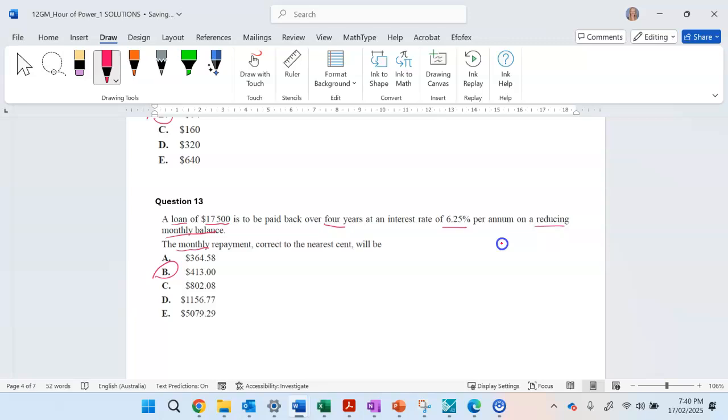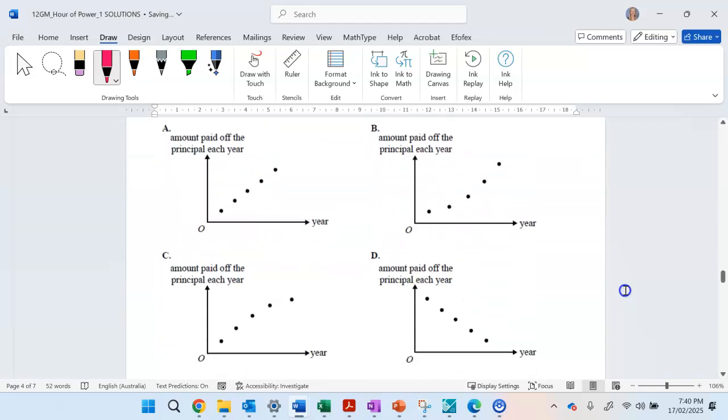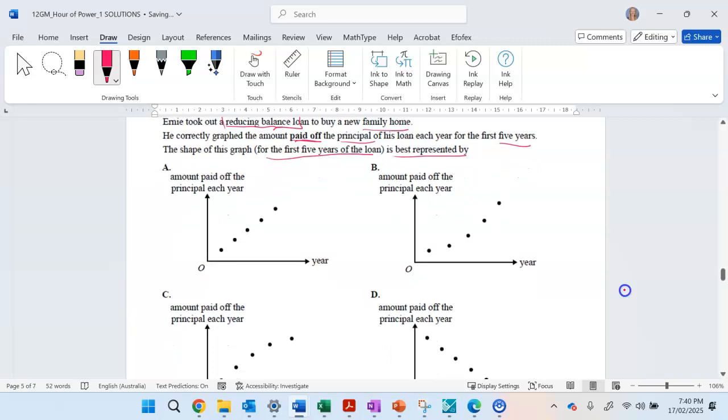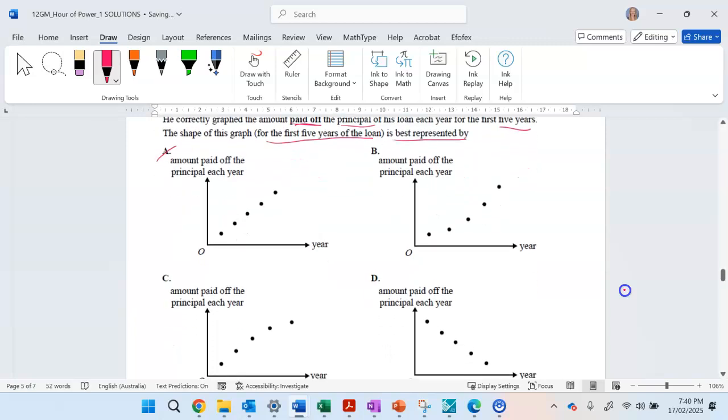We had a few B's in a row. Question 14 is also B. All right. Ernie took out a reducing balance loan. Good on you, Ernie, to buy a family home. He correctly graphed the amount paid off the principal of his loan each year for the first 5 years. The shape of this graph for the first 5 years of the loan is best represented by. So first of all, I know it's a reducing balance, so that means it's got to be curved. All right, so we get rid of anything that is not curved.